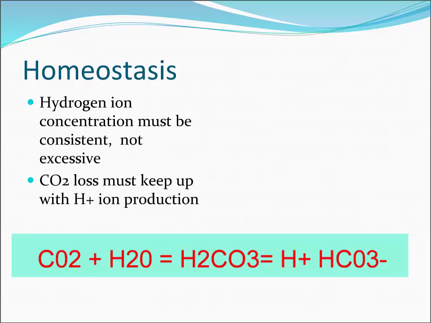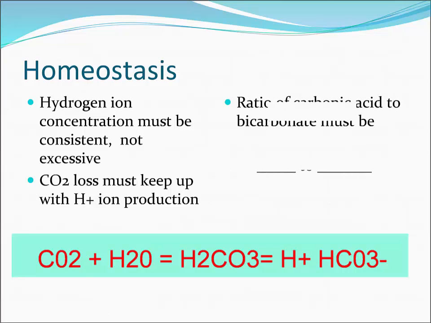So there are sources of other acids, and those acids produce or release hydrogen ions, and our body must maintain the pH between 7.35 and 7.45. Therefore, even though hydrogen ion concentration is consistent, it cannot be excessive. Our carbon dioxide loss has to keep up with the hydrogen ion production. Keeping in mind that the ideal ratio of carbonic acid to bicarbonate must be what? Must be 1 to 20. The ratio of carbonic acid to bicarbonate must be maintained at 1 to 20.